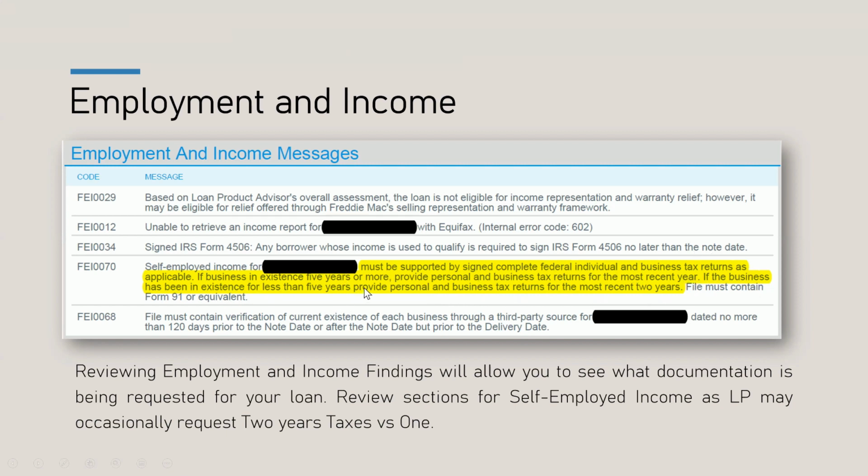And the reason for that is I've gotten transactions where the borrower was only self-employed for 2 years and they only want to go 1 year. Well, you want to make sure that it's letting you know that if the business has been in existence less than 5 years, you're going to need to present a 2-year tax history. So making sure you read this on the self-employed income is extremely important, which is why I placed this one up here, because a lot of the times we use LP for that purpose, but just checking your employment income and what it's requiring will help a lot.